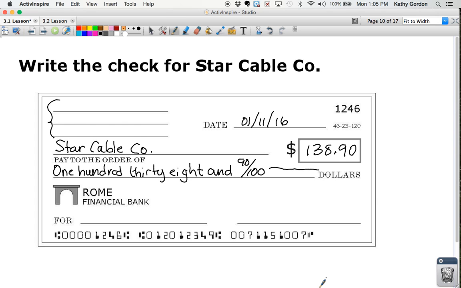Okay? So now this gives the bank, if they have any question about what was written here, sort of a backup safety measure to say, well, in words it says 138.90, so that's what the numbers is, that's what we're going to pay.